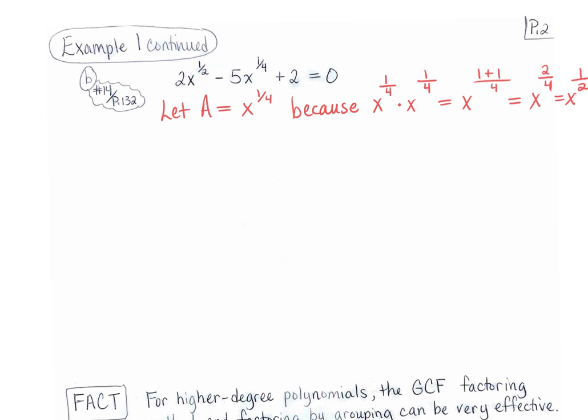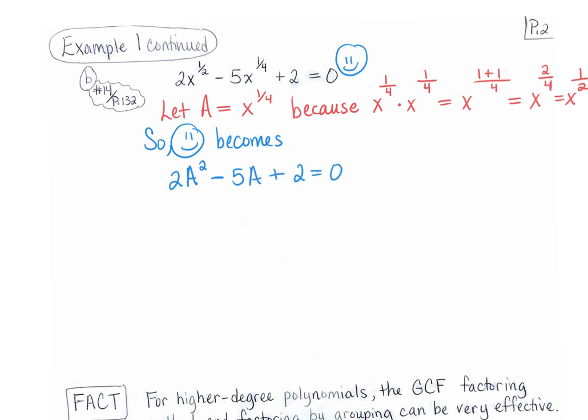So all of that to say that this becomes 2 times a squared minus 5 times a plus 2 equals 0. What questions do you have so far?